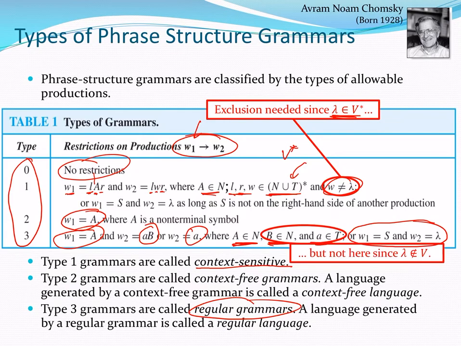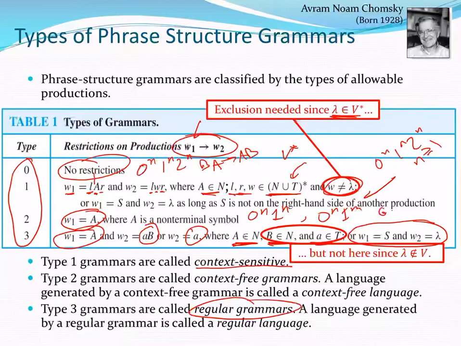And the way to think about these is this was the 0 to the n, 1 to the n, 2 to the n language, with BA producing AB. Type 1 is 0 to the n, 1 to the n, 2 to the n, restricting n greater than or equal to 1. And then the type 2 grammar was 0 to the n, 1 to the n, but also 0 to the n, 1 to the m for G1. That was a type 2 grammar.